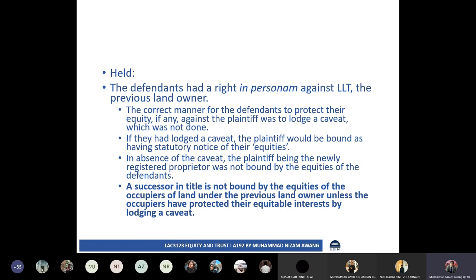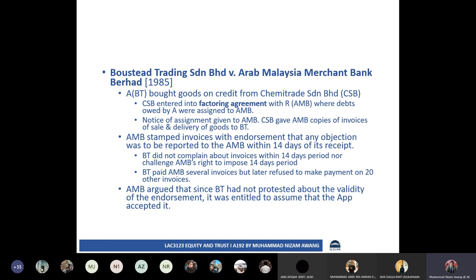However, the mistake in this case was that the defendant did not lodge a caveat. Therefore, who had a better right? Of course, the person who has a legal title has a better right over a person who has equitable rights. Even though in principle the defendant had a right in equity, because of their failure to lodge a caveat, the right of the defendant was defeated by the registered right of the plaintiff. Okay. Please have a look at this case as well, Boosted Trading Sdn Bhd, for the details.